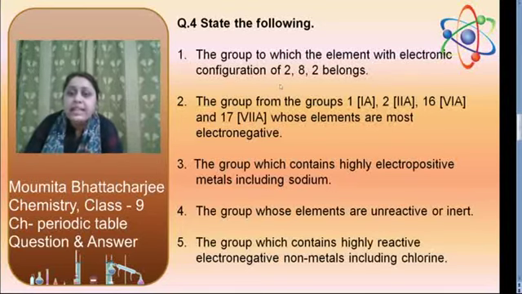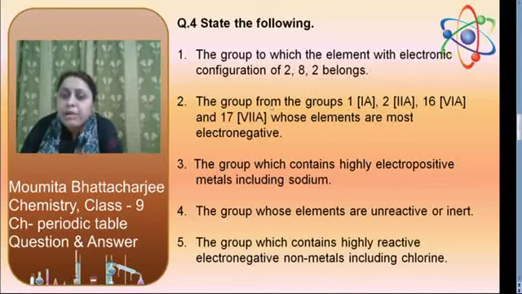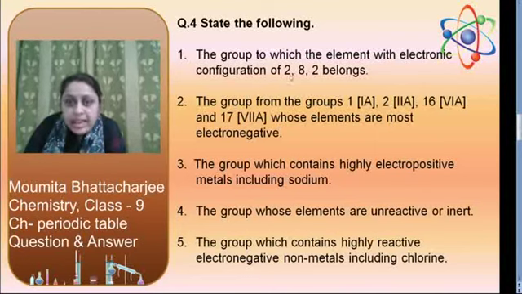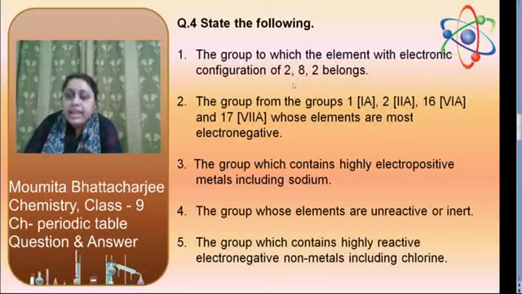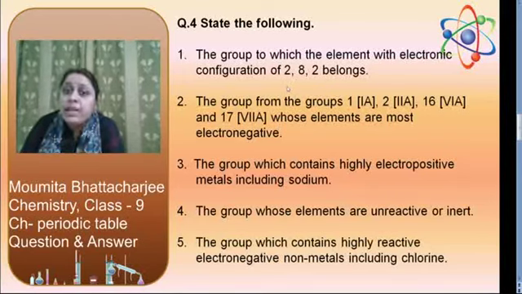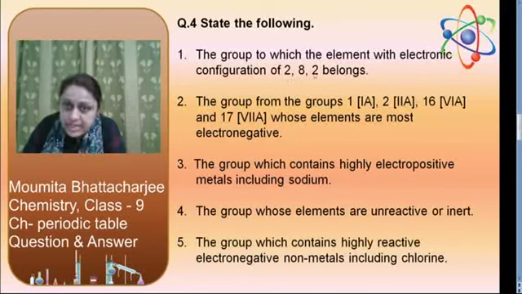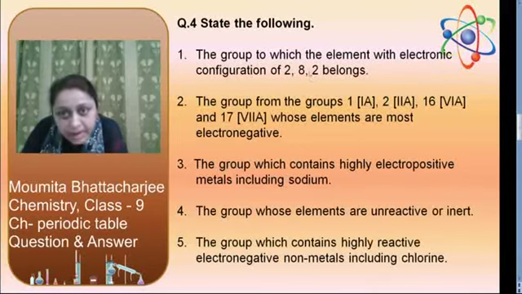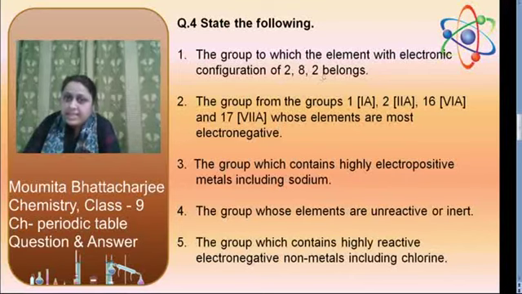One more thing I must say, how to know the number of group or the number of period from an electronic configuration. Suppose I am considering this one. In the first shell 2 electrons are there, in the second shell 8 electrons are there, and the third shell, that is the last shell, contains 2 electrons. We get the number of period by counting the number of shells. So we have 1, 2, 3 shells. 3 shells means third period. 2 shells means second period. 1 shell means first period. So here the number of periods is 3. And what will be the group? The number of valence electrons present in the last or outermost shell is its group. So it is group 2.